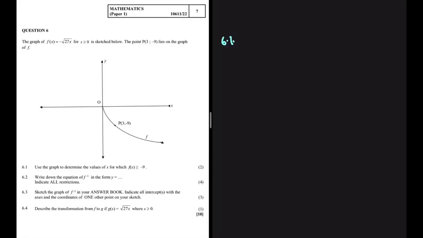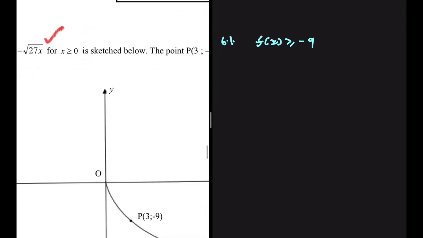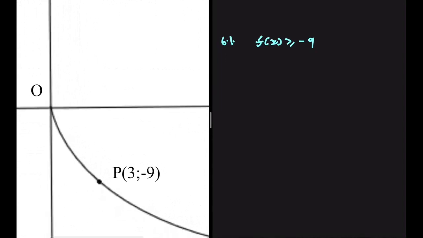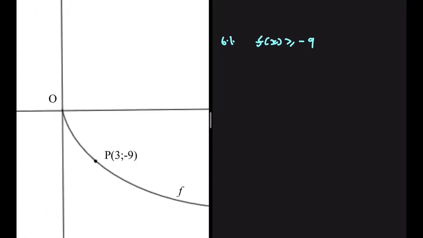Use the graph to determine the values of x for which f of x is greater than or equal to minus 9. f of x is equal to minus square root of 27x. Let's go to the graph and look for values of x for which f of x is greater than or equal to minus 9. You can see here at point P, the point we're given, that the y value is minus 9 and the corresponding x value is 3. So 3 is one x value that we're interested in.